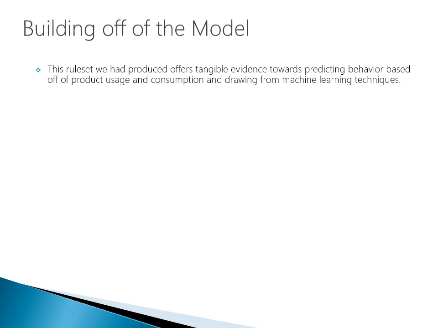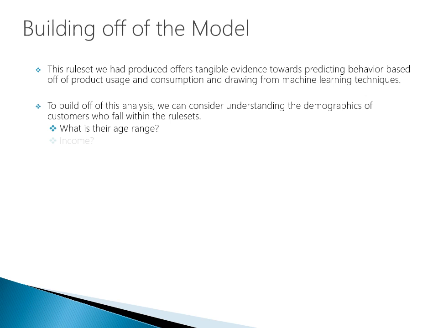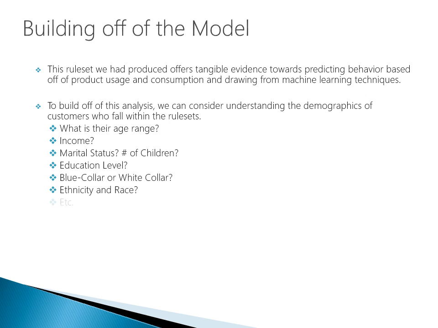The rule set that we produced offers tangible evidence towards predicting behavior based off of product usage and consumption, drawing from machine learning techniques. To build off of this analysis, we can consider understanding the demographics of customers who fall within these rule sets. What is the age range of these folks who are churning? What's their income level? Marital status, number of children, if they have children, their education level. Are they blue-collar or white-collar workers? What is their ethnicity and race, etc.?